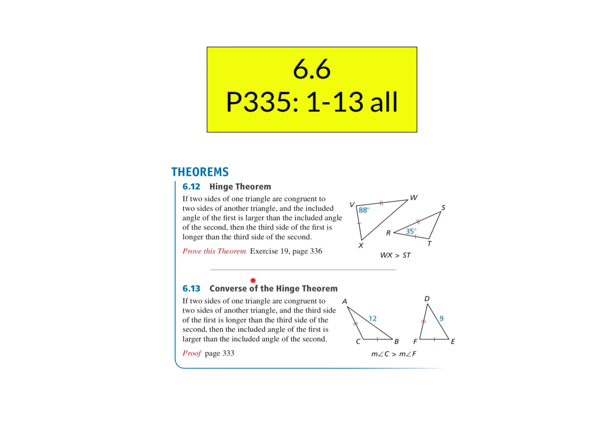Okay, makes sense. The converse is, if you have two triangles that have two congruent sides, and one has a longer side than the other, then the included angle, the opposite angle, is going to be larger than the other angle.